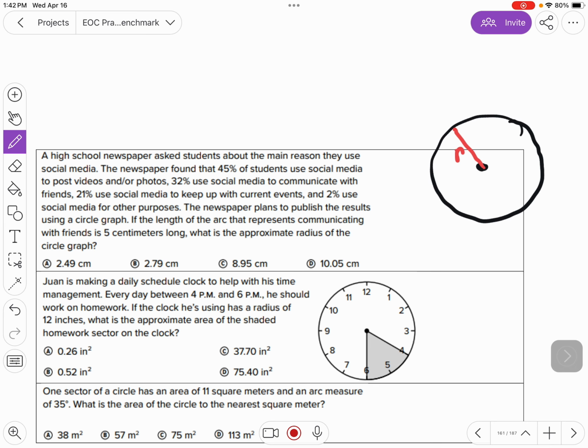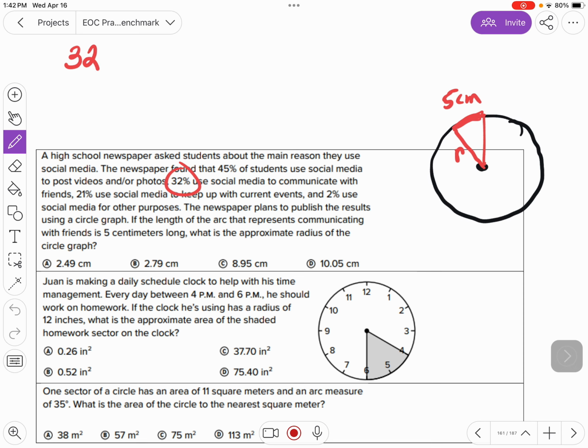They've told us that the arc length that represents communicating with friends is 5 centimeters long. So I'm going to ignore all the other information, and I'm going to inscribe an arc on here. I'm just going to make it red, and I'm going to mark this as 5 centimeters. So there's my arc length that represents communicating with friends. Now, the number associated with communicating with friends is right here in the problem. It's 32%.